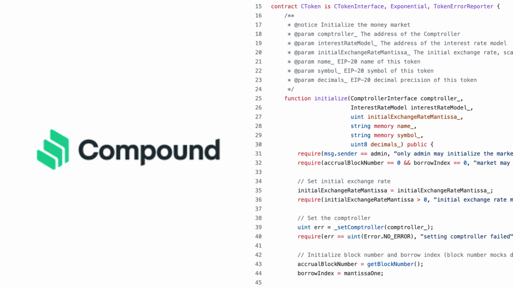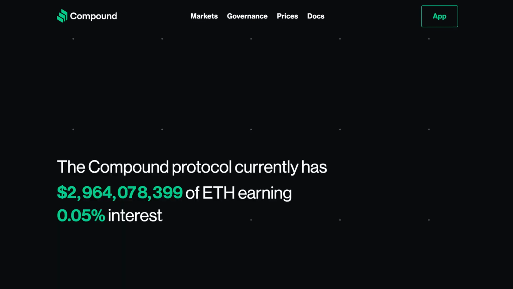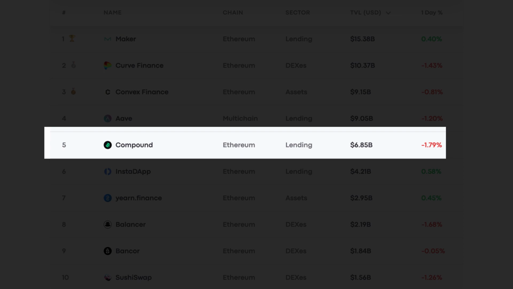In this video, I will explain the Solidity source code of Compound. Compound is a lending protocol built on Ethereum with over $7 billion in total value locked. It was one of the first protocols to offer an algorithmic interest rate. And to this day, it remains one of the most influential DeFi protocols ever created.